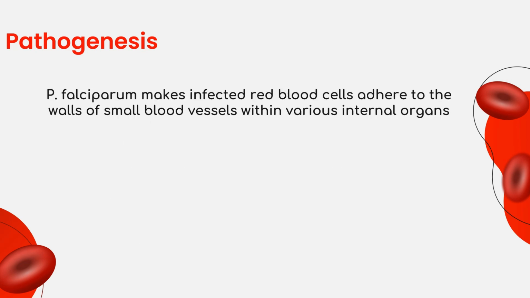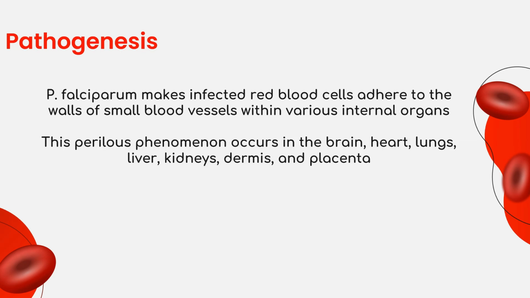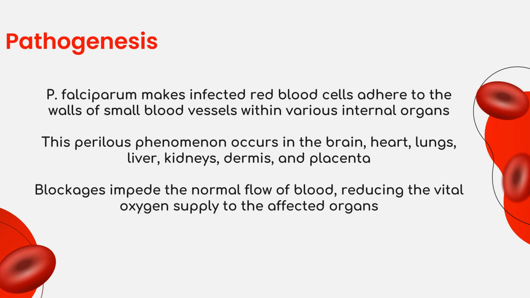Plasmodium falciparum, a particularly dangerous strain of malaria, exhibits a chilling ability to make infected red blood cells adhere to the walls of small blood vessels within various internal organs. This perilous phenomenon occurs in the brain, heart, lungs, liver, kidneys, dermis, and placenta. The consequences are dire. These blockages impede the normal flow of blood, reducing the vital oxygen supply to the affected organs.